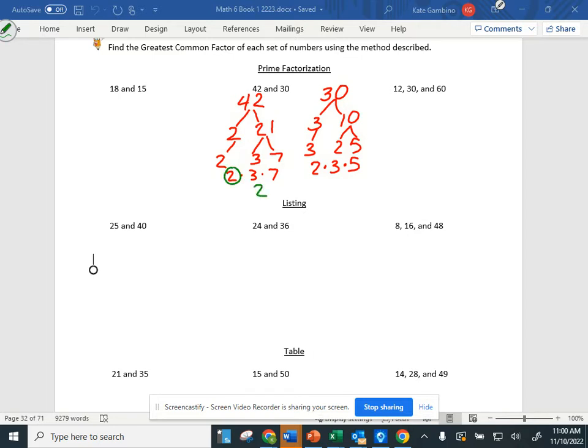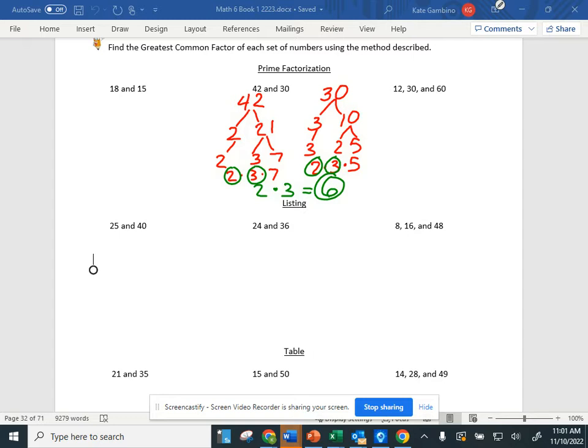So here we share a 2 and we share a 3. So we multiply those together. So our greatest common factor is 6. Does that make sense? Yes.